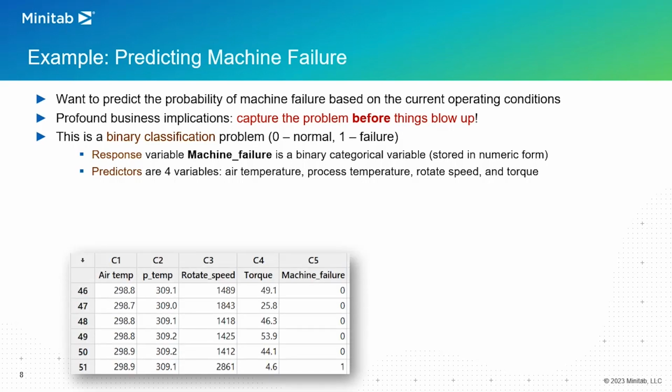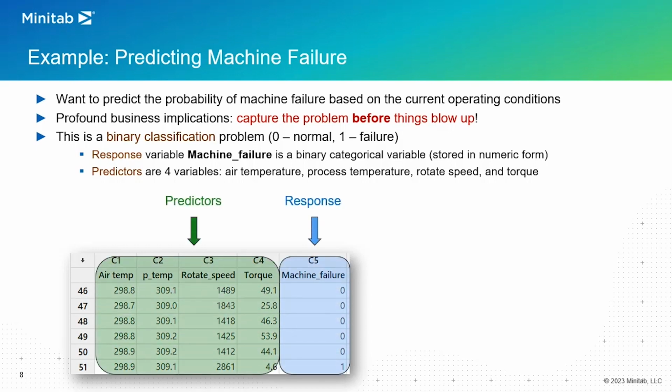So in this case, the data set is presented here. This is a short snippet. We are trying to predict machine failure. That's our response, by looking at the 4 available predictors represented here.